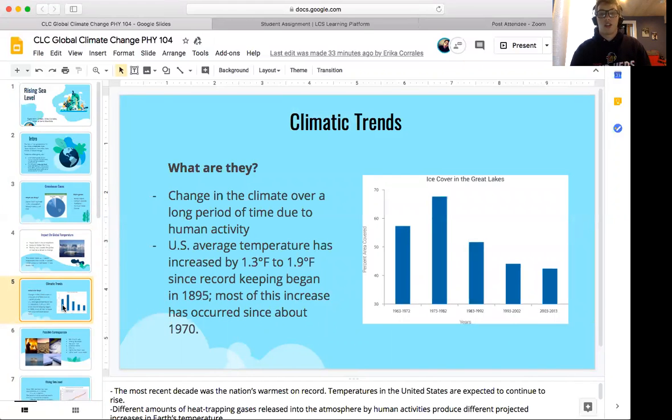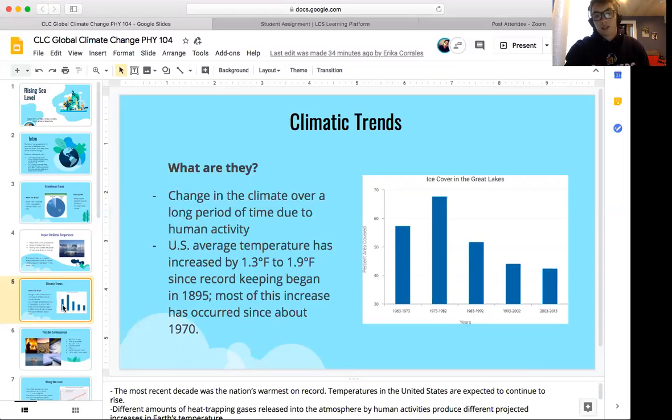So the climatic trends as a result of greenhouse gases. What are they? A change in the climate over a long period of time due to human activity. The US average temperature has increased by 1.3 degrees Fahrenheit to 1.9 degrees Fahrenheit since record keeping began in 1895. Most of this increase has occurred since about 1970.